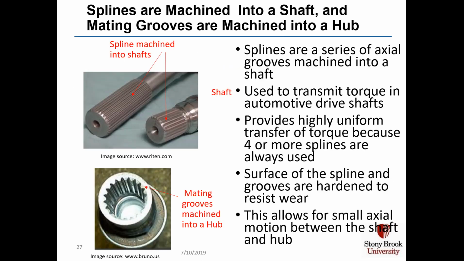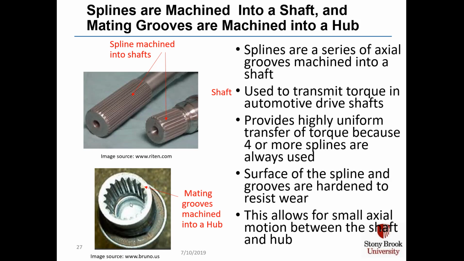Splines are a very different way of connecting rotating shafts. They're machined into a shaft, and mating grooves are machined into a hub. So here's the splines that are in a shaft. They're raised elements. And then the negative of those elements are called grooves. And then this shaft with the splines on them gets fit inside the hub with the grooves. And then the shaft transmits the torque to the hub.